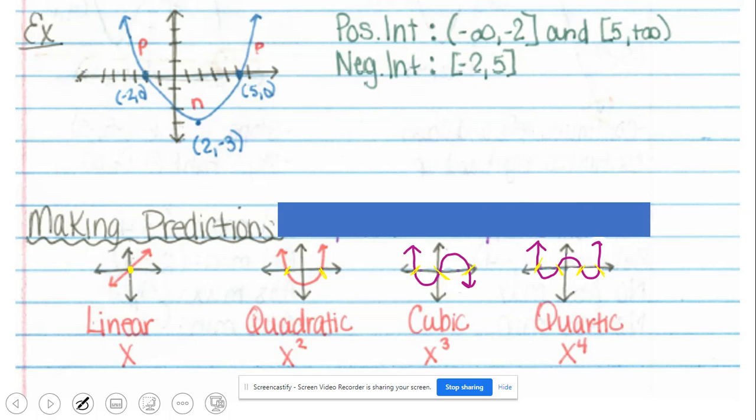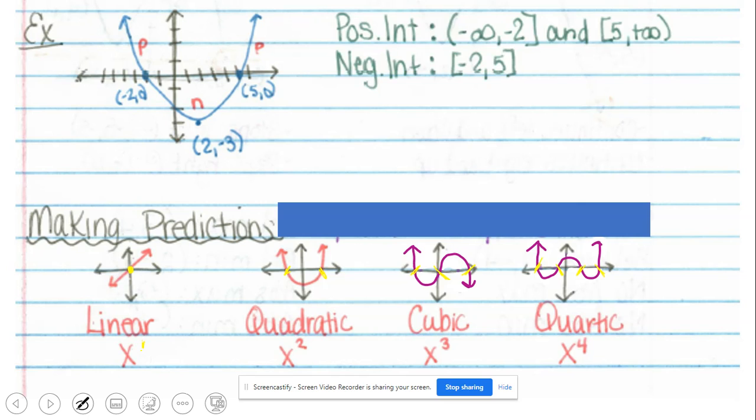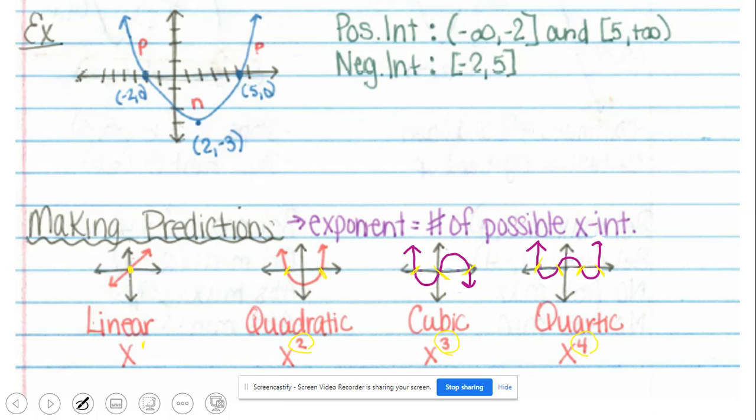Where do we get the "possible" from? Take a look at the exponents. Linear would be x to the 1st power. Quadratic is x to the 2nd power. Cubic is x to the 3rd power. And quartic is x to the 4th power. So the big takeaway here is that the exponent equals the number of possible x-intercepts. And you'll see that pattern as we get into bigger functions. So again, make sure you have this all copied down.